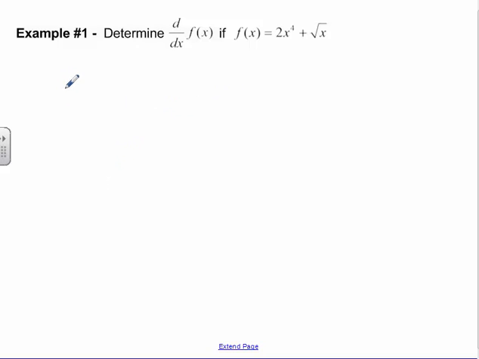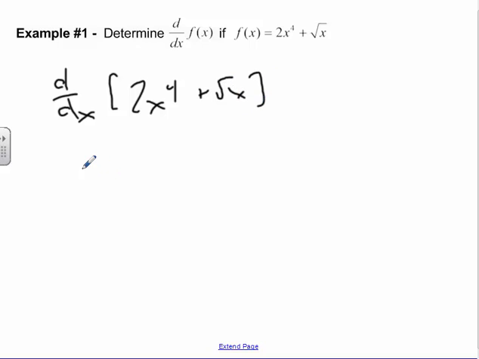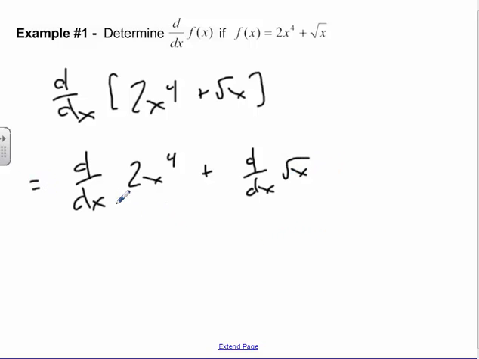So here's how you could write it. The derivative, using Leibniz notation, of 2x to the 4 plus the square root of x really means that you can find the derivative of 2x to the 4, and then you can add to that the derivative of the square root of x. Now, here's a great example of why I love this notation, because this means here I have to derive the 2x to the 4. And hopefully you're getting better at this. This will be 8x to the 3.